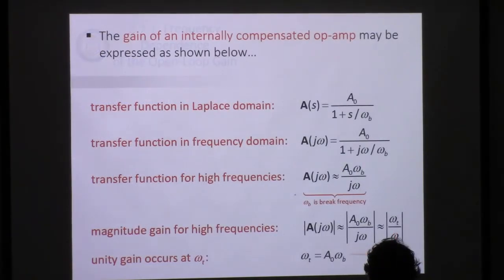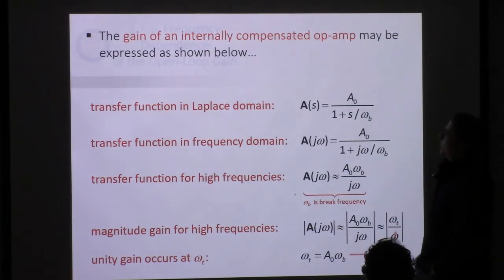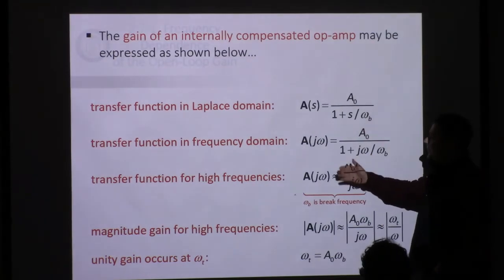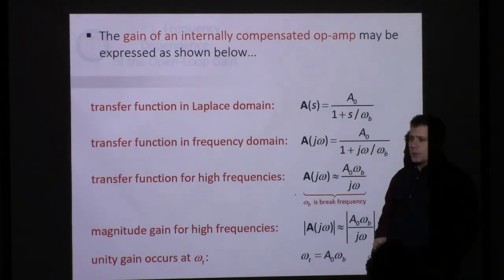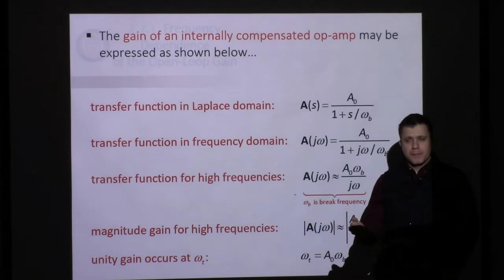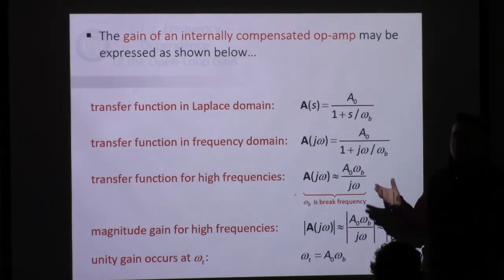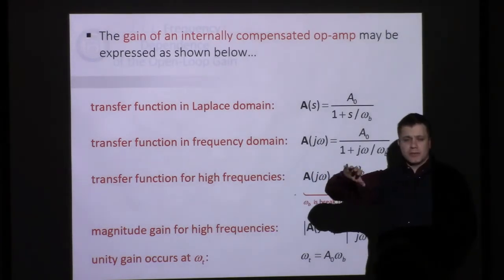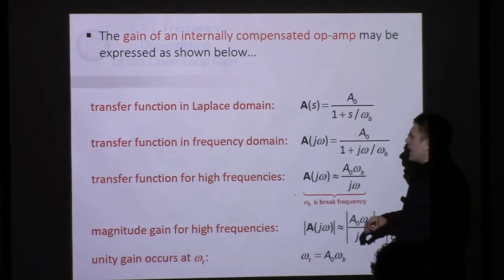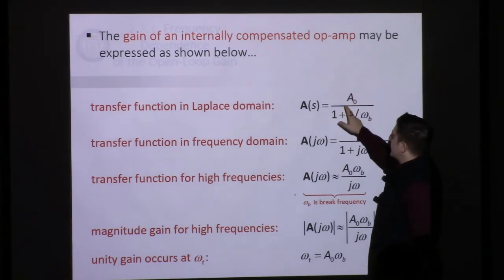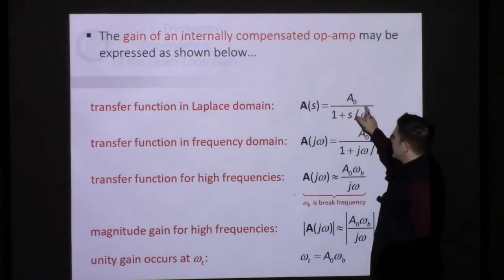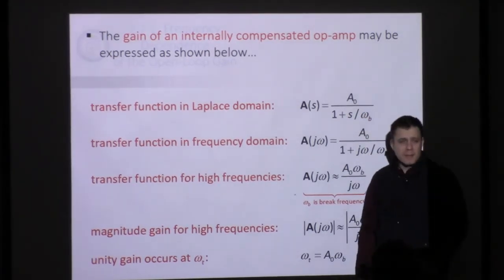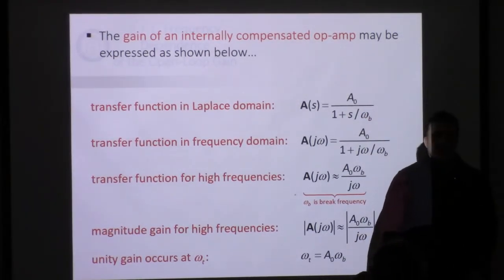Here what we have are some transfer functions for the internally compensated op-amp. Essentially what this does is this gives us a more detailed look at what the open loop gain is actually going to be. Before, when we were considering an ideal op-amp, A was always infinity and was constant. In reality, A will be equal to some DC value divided by 1 over j omega divided by omega b. Okay?